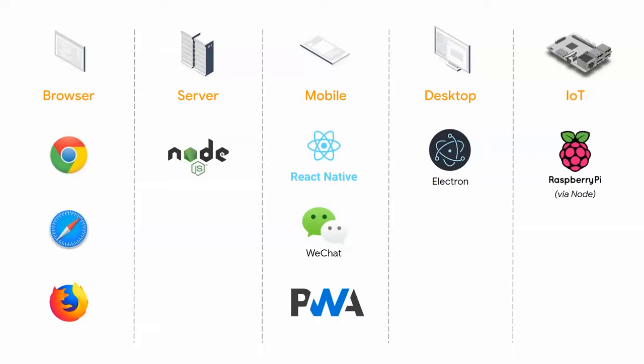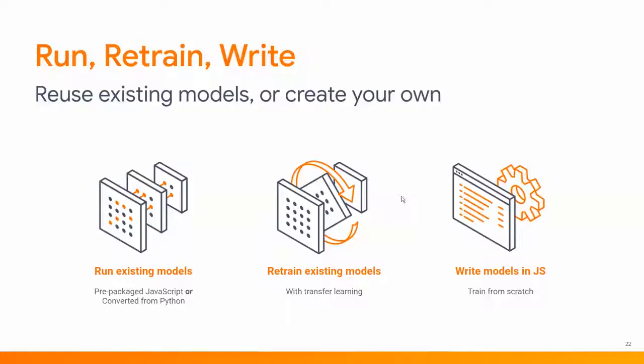On the left-hand side there, we have popular web browsers you might use. On the server side, we have Node.js. For mobile, we can support React Native, and also other things like WeChat and progressive web apps, of course. And for desktop, Electron can be used to write native desktop applications, and of course Raspberry Pi for Internet of Things. And JavaScript is the only language that can be used across all of these devices with ease without any extra add-ons and plugins, and that is a very unique point about JavaScript on its own, which I'm sure you're already aware of.